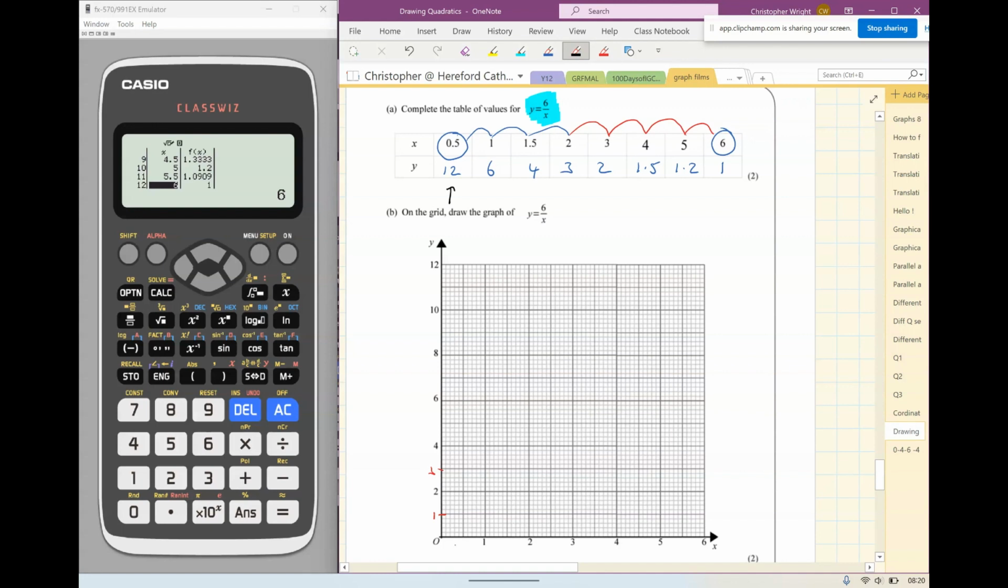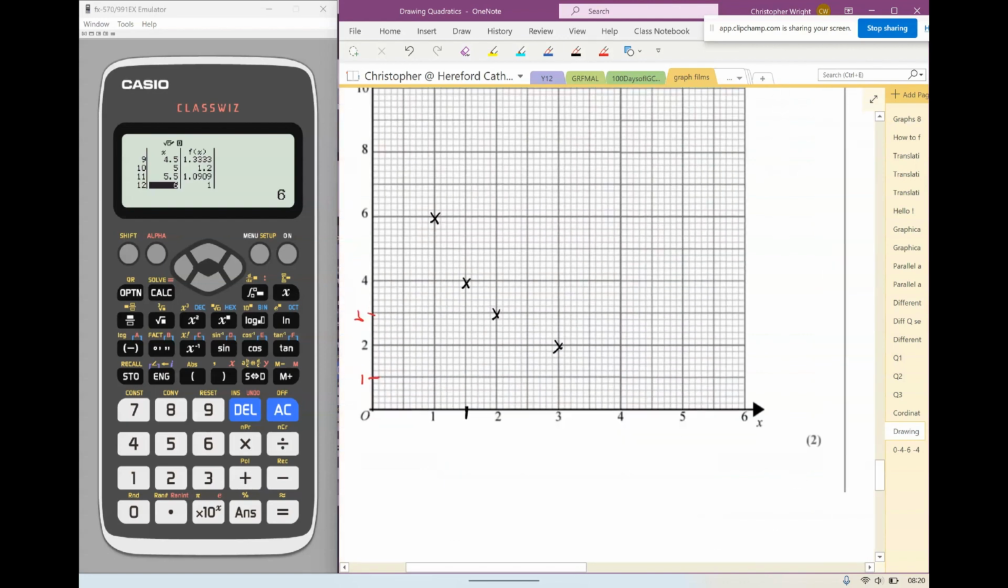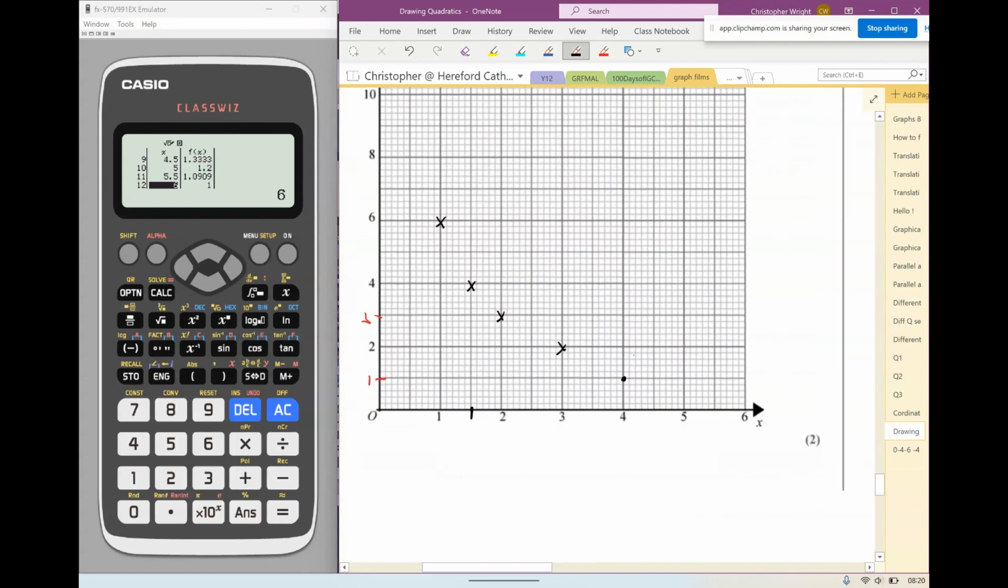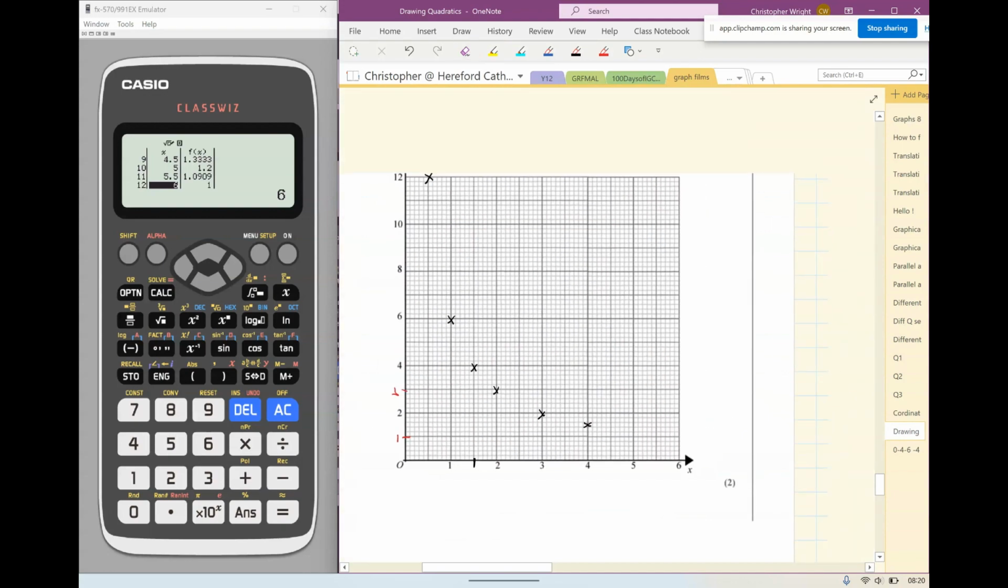X is 0.5, y is 12. Up here. X is 1, y is 6. X is 1.5, so that's here. Y is 4. X is 2, y is 3. X is 3, y is 2. X is 4, look out, because steps have changed, haven't they? And 1.5. Now, 1.5. That's 1. That's 2. So 1.5 is there. Okay, halfway between 1 and 2.